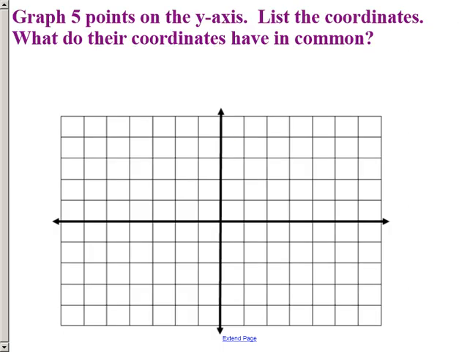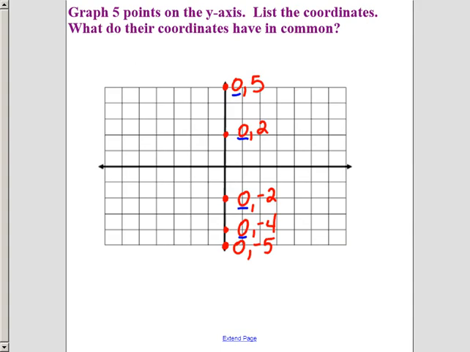Now take a moment and graph 5 points on the y-axis, list the coordinates, and think about what their coordinates have in common. Here are the ones that I listed, and notice now when we're on the y-axis that our x-coordinate will be 0. So any point on the y-axis is going to have an x-coordinate of 0 because I don't have to move forward, I don't have to move backward. I just move up or down. So any point that's on the y-axis is going to have an x-coordinate of 0.